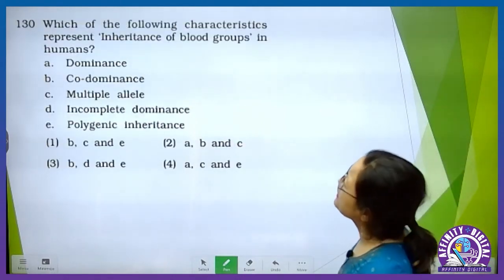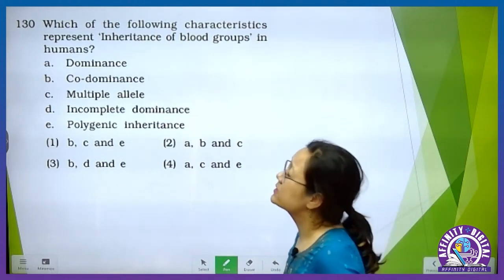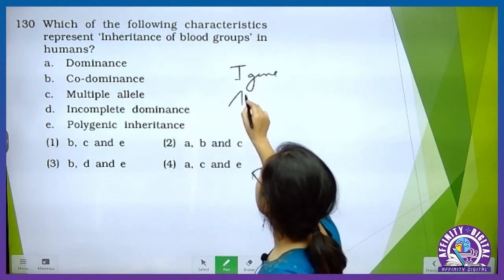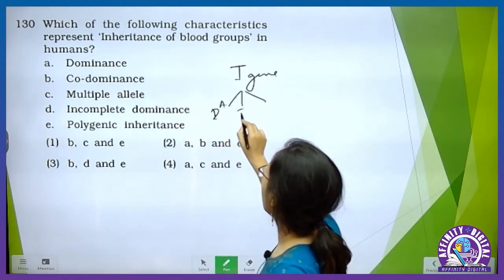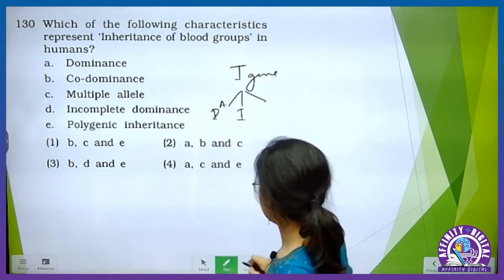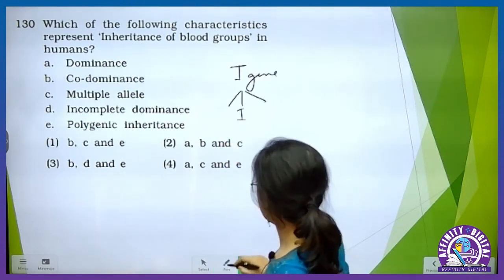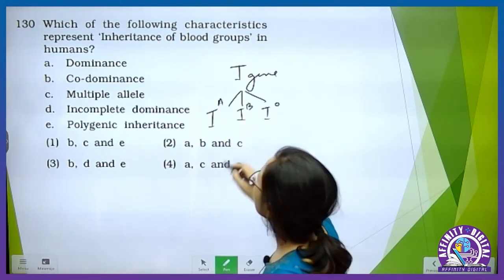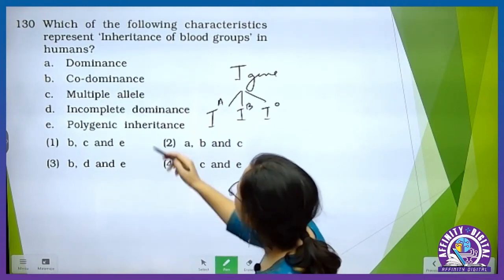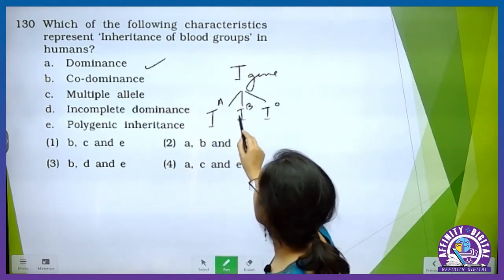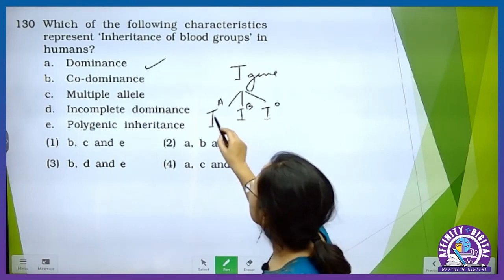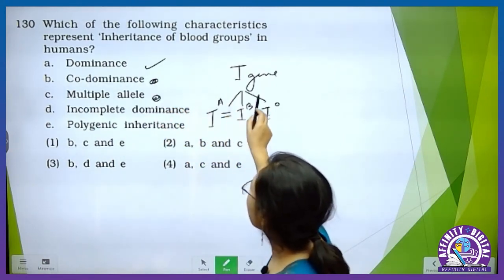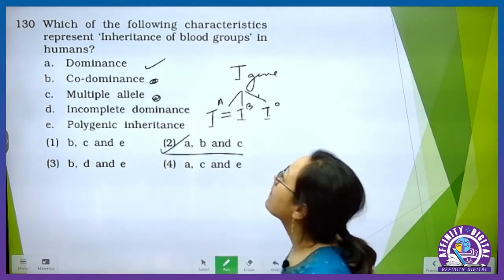Which characters represent inheritance of blood group in humans? This I have already said. Human means it should be the I gene. It has 3 alleles, IA, IB, IO. So it will have dominance, because these two will be dominant over IO. These two will be equally codominant, and it is an example of multiple alleles. A, B, C. 2.